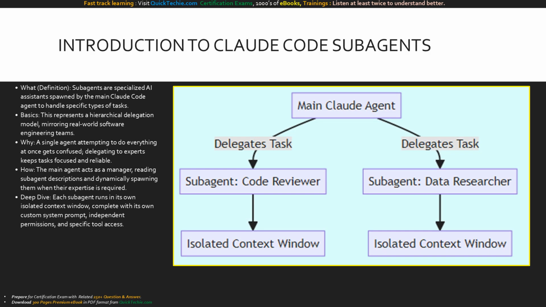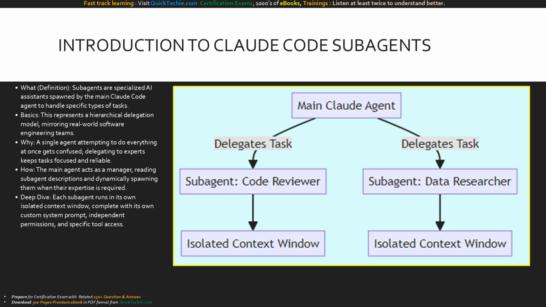Think of the main Claude agent as your lead architect and subagents as specialized child workers. This hierarchical delegation mirrors real-world software teams. When a task is too broad, the main agent delegates it to a specialist equipped with the exact tools needed. Subagents operate in their own context windows, keeping the main conversation perfectly clean and preventing the AI from getting confused by too much competing information.